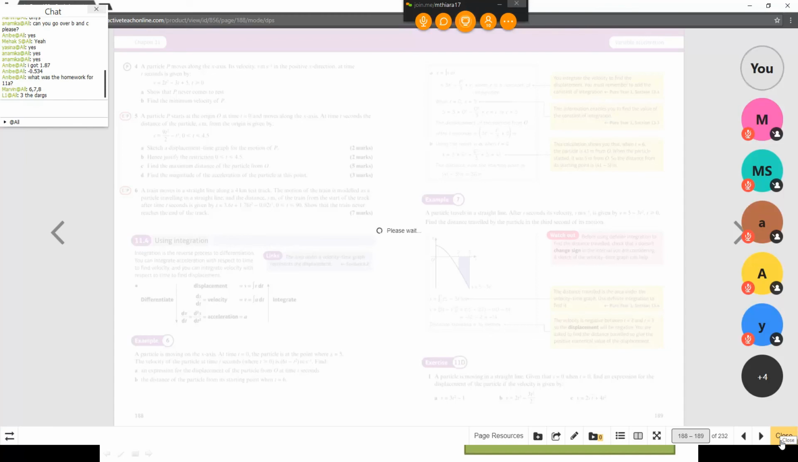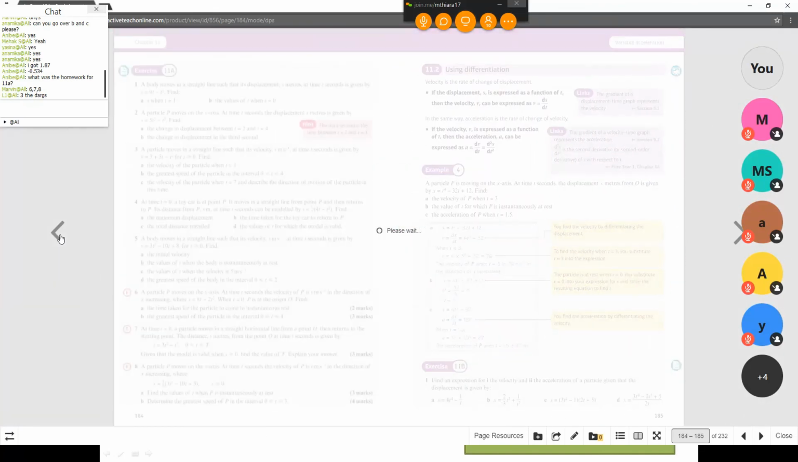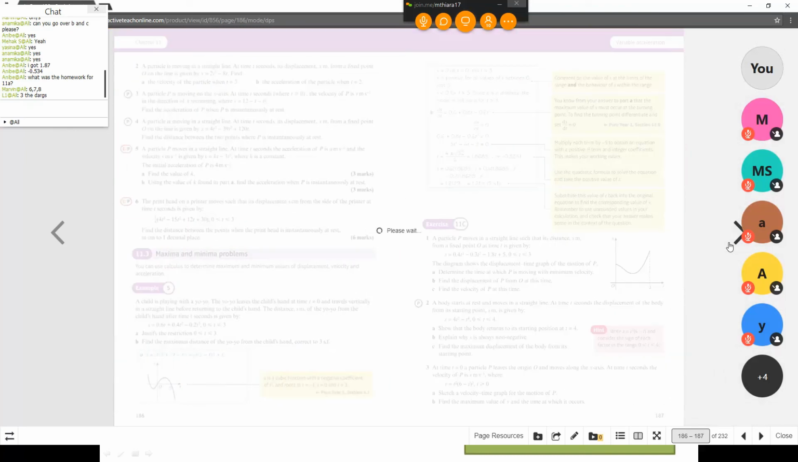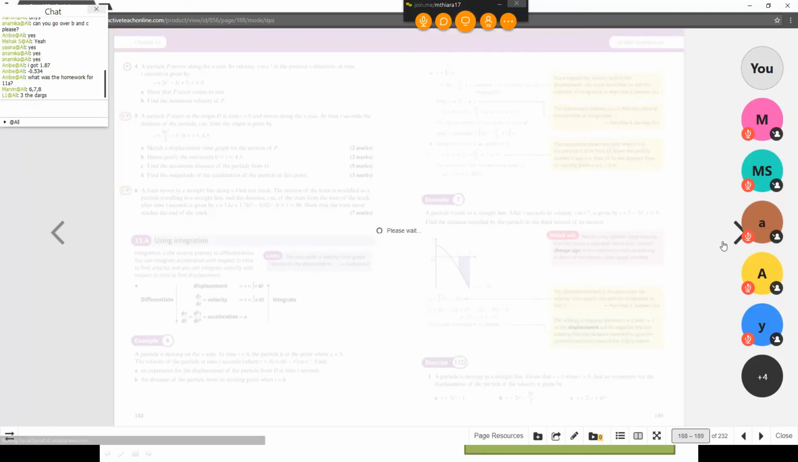What was the homework for 11A? Right, okay. Let me just check. 11A was 6, 7 and 8. 11B was 4, 5, 6, and 11C is 4, 5 and 6 as well.